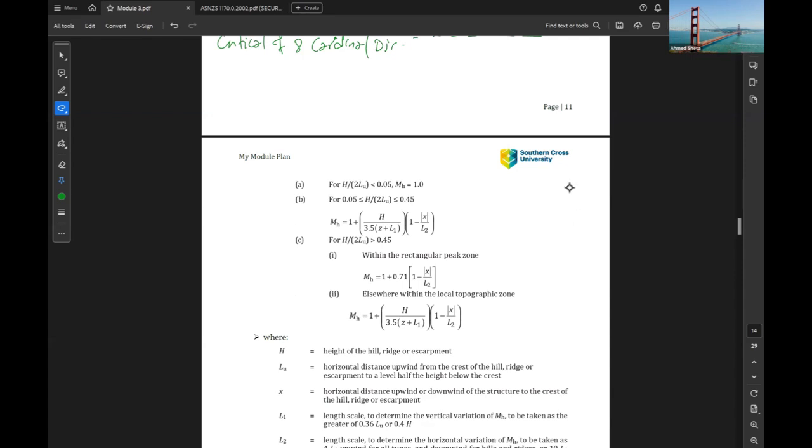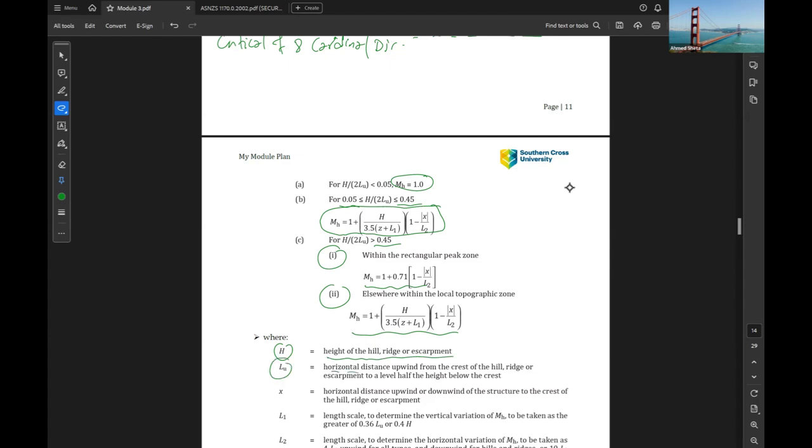For H over 2 LU less than 0.05, you can take MH as 1. For H over 2 LU between 0.05 and 0.45, this is the value of MH. For H over 2 LU more than 0.45, these are the values of MH, where H is the height of the hill or ridge or escarpment.